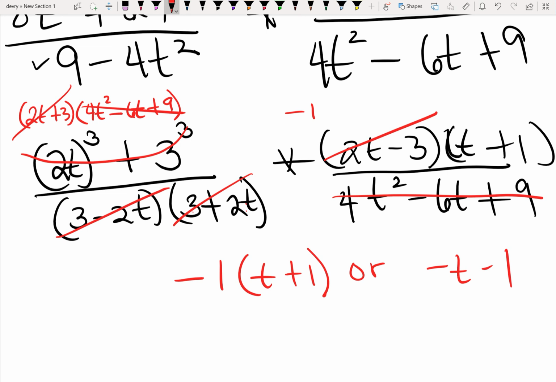And that is it for section 5.2, very short section.